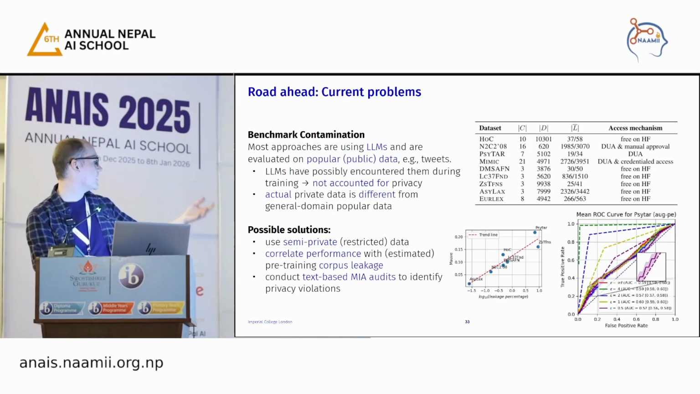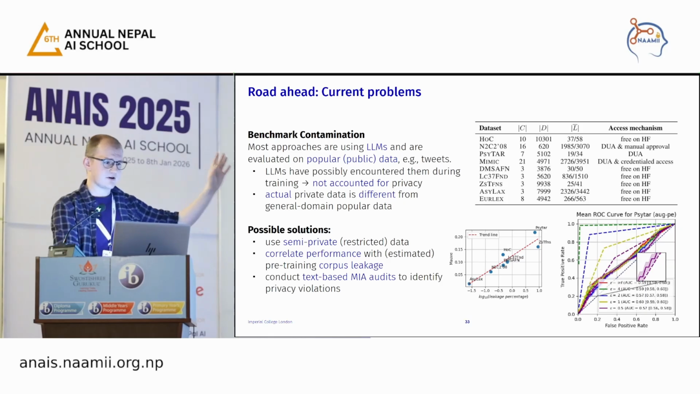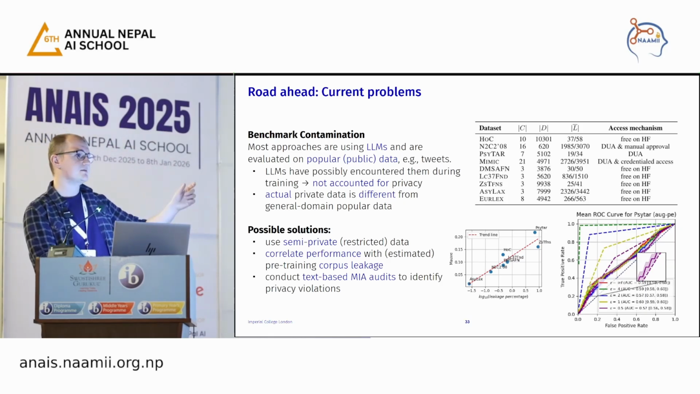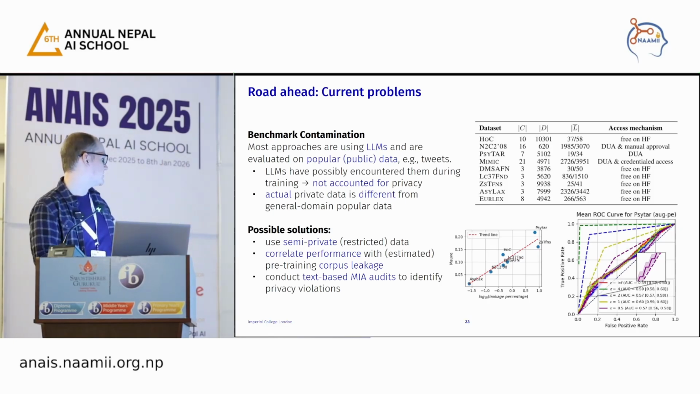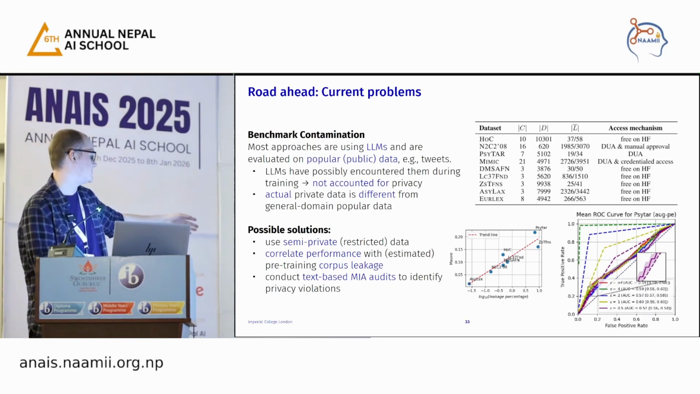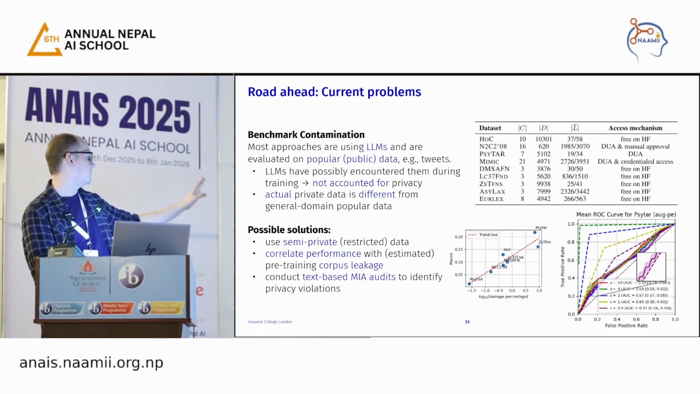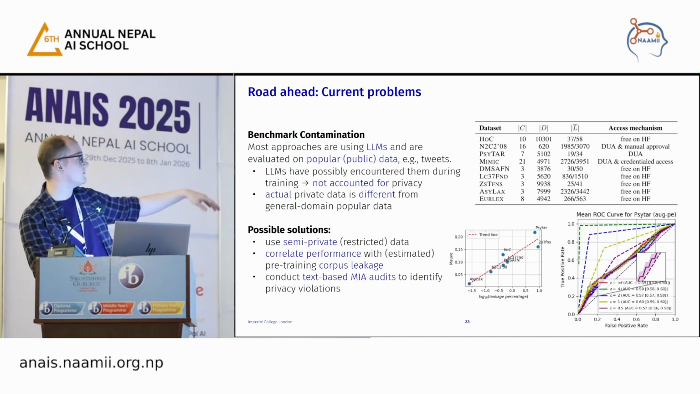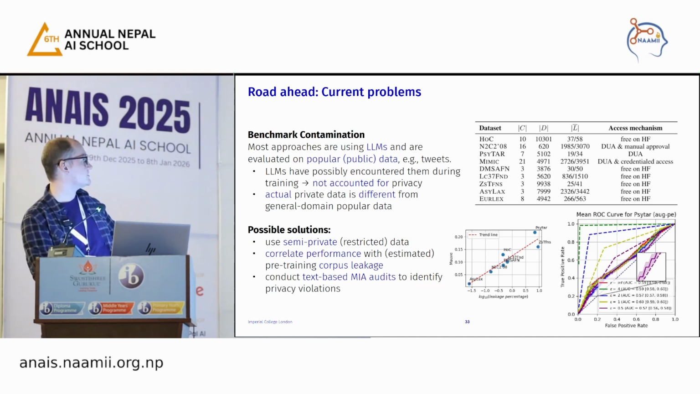public language models. We have correlated the performance, both the utility and the fidelity, with the pre-training corpus leakage. So we can estimate how much of the data set that we're evaluating on has been seen during pre-training. And we have also conducted an extension of the previously presented text-based MIA attack to perform an audit to identify potential privacy violations. And so these are the data sets. We can see some of them are free, but others have specific credentialed access, which you can't use to train LLM models on, at least in theory.